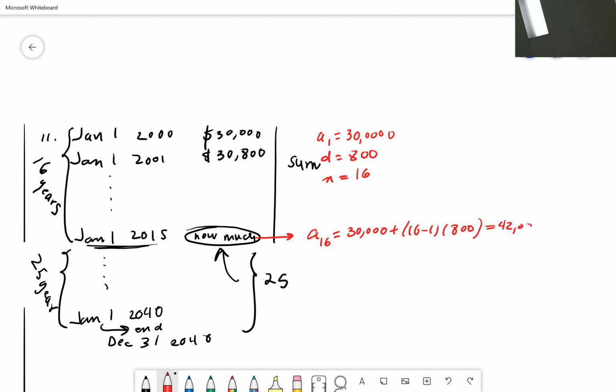You can already figure out that this here is going to be 42,000 times 25. So for the remaining 25 years, he would have earned a total of 1,050,000. And then for the first 16 years, so here's one set. The first 16 years, and I'll scroll to the side so everybody can see.